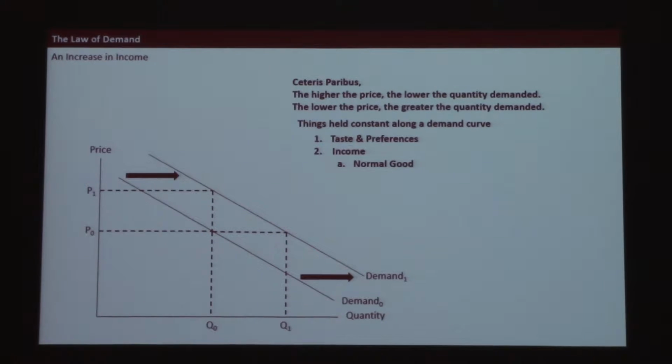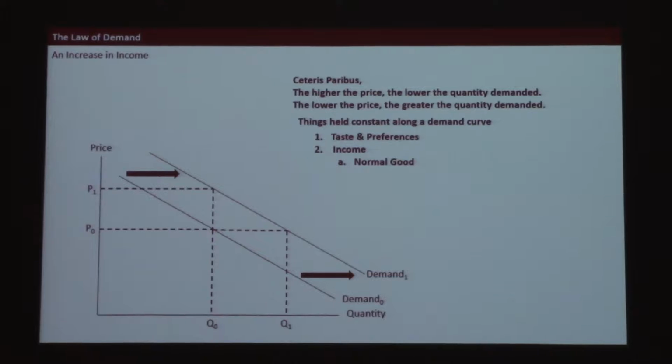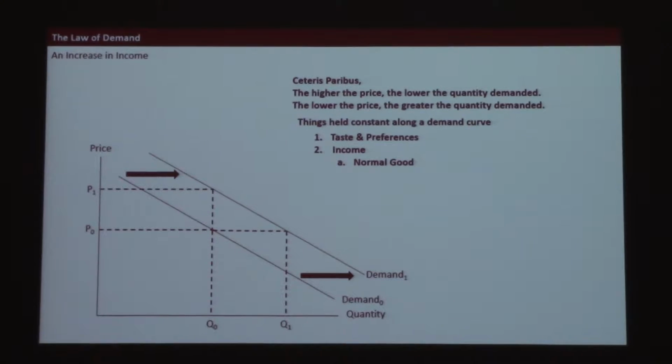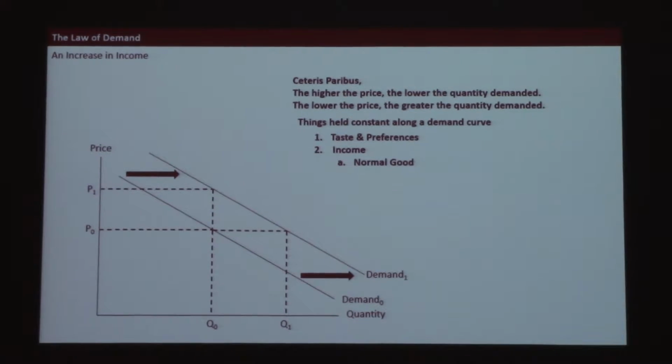So a normal good is defined solely with respect to income. A normal good is a good for which, as income increases, demand shifts out and we buy more. That's it. That's the sole definition of a normal good. The opposite's true. If income decreases, we're going to buy less. So if in a regression, for example, we have income in there and the coefficient's positive, it's a normal good. When income increases, demand shifts out.